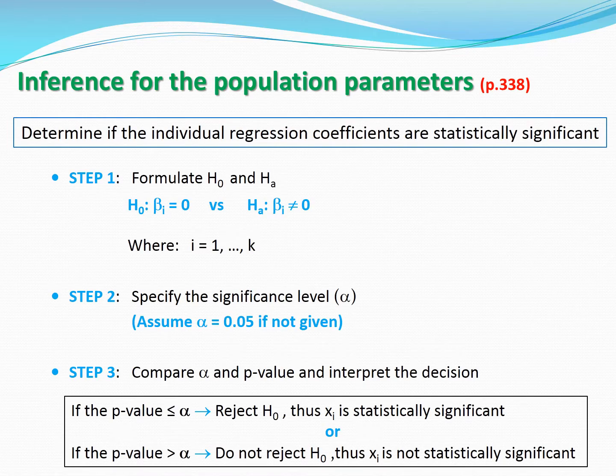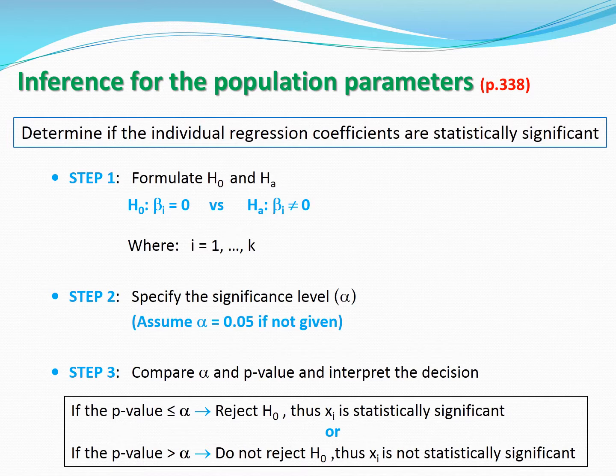We can do a hypothesis test to determine if the individual regression coefficients are statistically significant. So will a specific independent variable be helpful in predicting our dependent variable? So we need to do a hypothesis test for each of the independent variables separately.